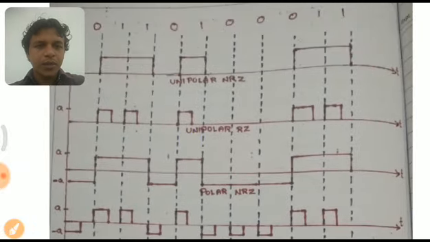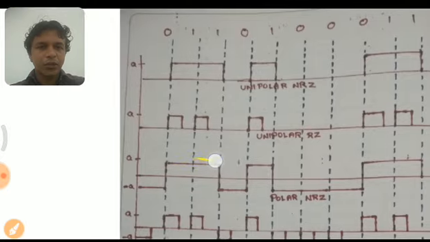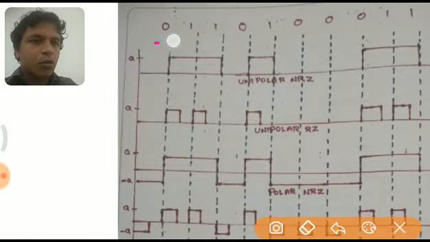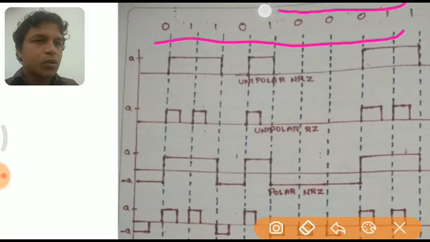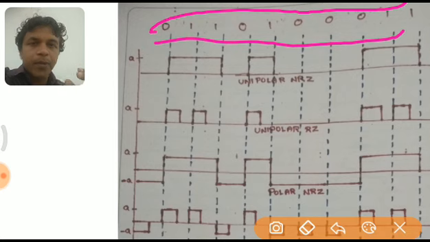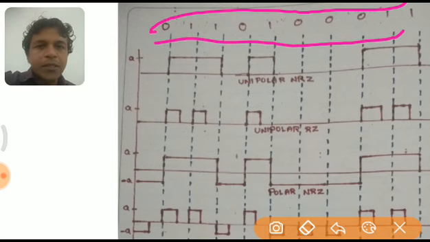Let us assume that an analog signal is converted into digital form like this, into zeros and ones: 0 1 1 0 1 0 0 0 1. This is an example. An analog signal may be a speech signal or an image signal or a video signal. That signal which is in analog form is converted into digital form like this, zeros and ones.